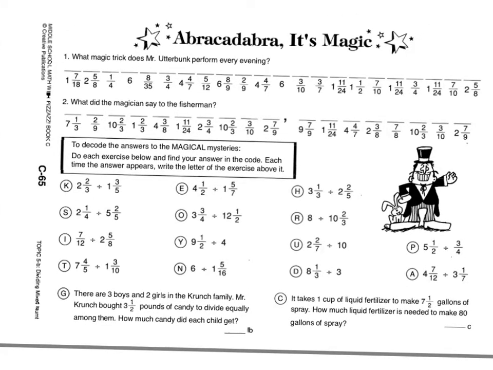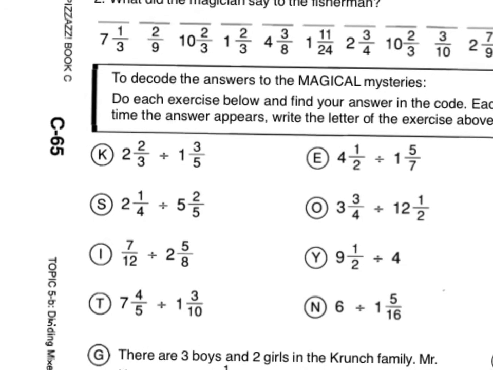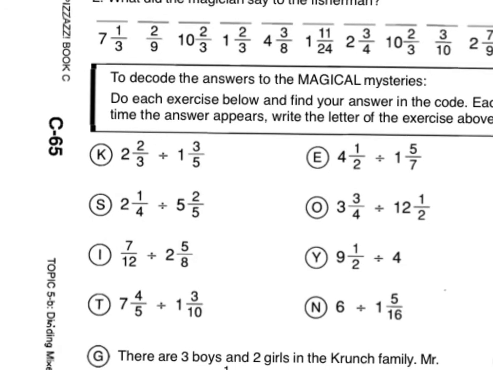We're reviewing dividing mixed numbers, and when you divide fractions and you divide mixed numbers, you actually end up multiplying. So if you can multiply fractions, then you can divide fractions. This combines a few skills from elementary. The first one is changing mixed numbers to improper fractions.